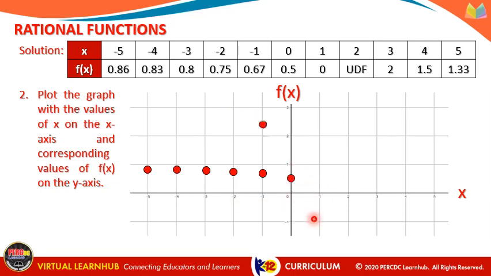So, let's say nasa medyo gitna ng 0 at ng 1. At x is 1, magsasaktong 0. So, nasa x-axis yung point natin. Undefined tayo sa x is 2, so wala tayong ilalagay sa x is 2. So let's now go to x is 3. At x is 3, it's 2. So 3, 2. So somewhere here. At x is 4, it's 1.5. So somewhere here. And lastly, at x is 5, it's 1.33. Somewhere here. Ito yung graph natin.